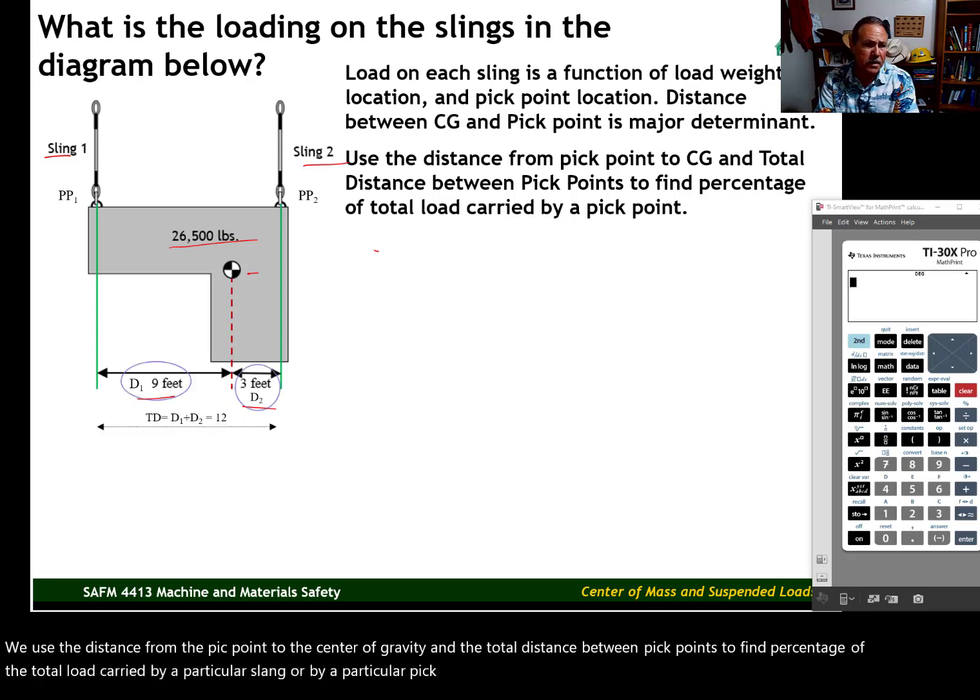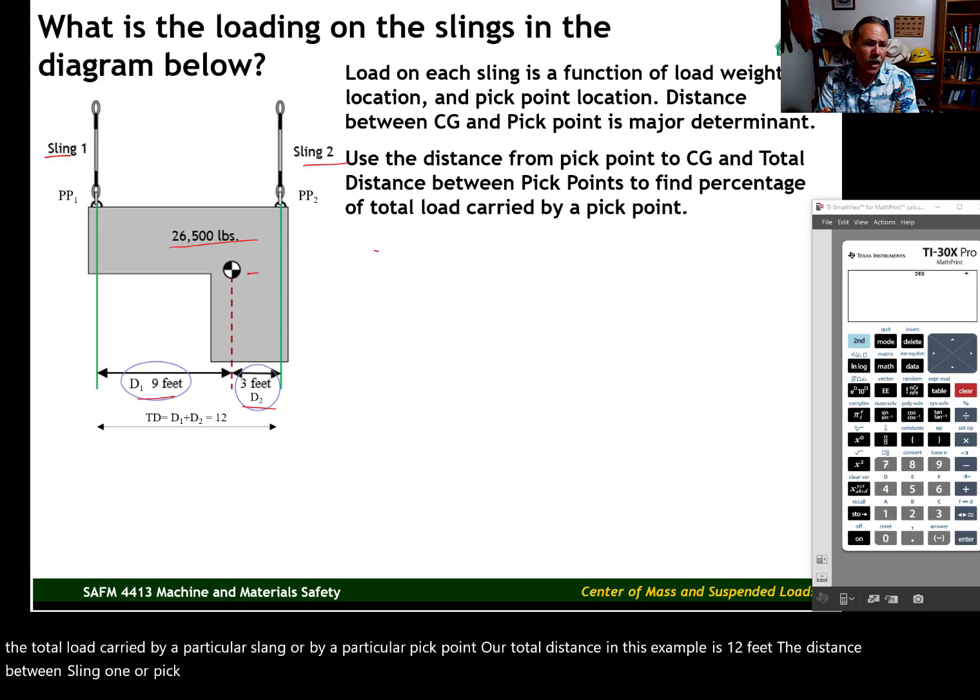Our total distance in this example is 12 feet. The distance between sling 1 or pick point 1 and the center of gravity is 9 feet. Pick point 2 and the center of gravity is 3 feet. Those are the numbers that we're going to be using.